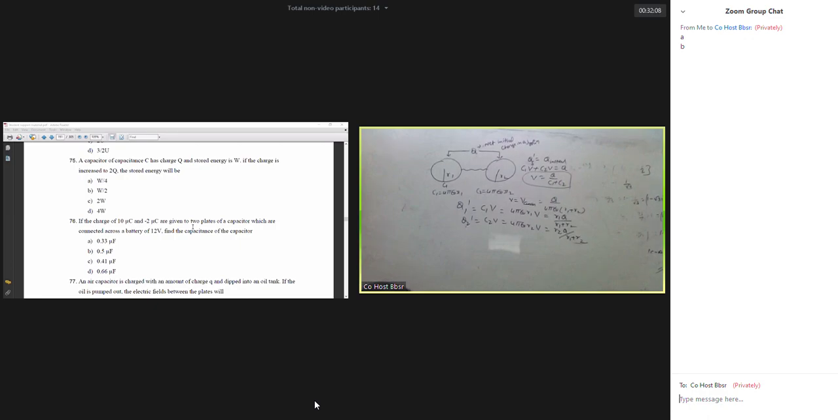For a capacitor of capacitance C with charge Q, the energy is Q squared by 2C. If Q is doubled, 4 times Q means 4 W. Correct. 76.